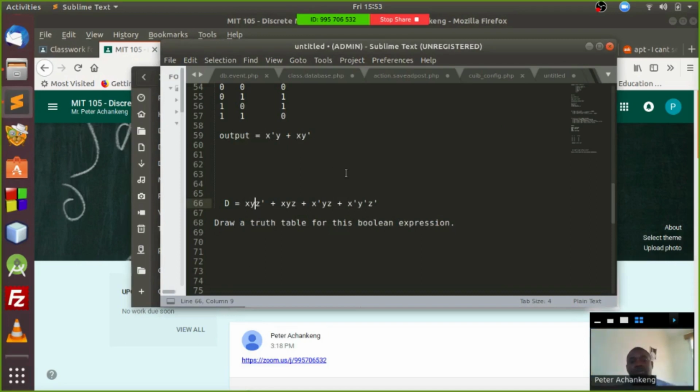So let's see how to use the Karnaugh map. Is there anybody who could not generate a truth table? Those in Douala, is there anybody who's having difficulties? Anybody? But is it okay? Yes, sir. Alright, so we are continuing.